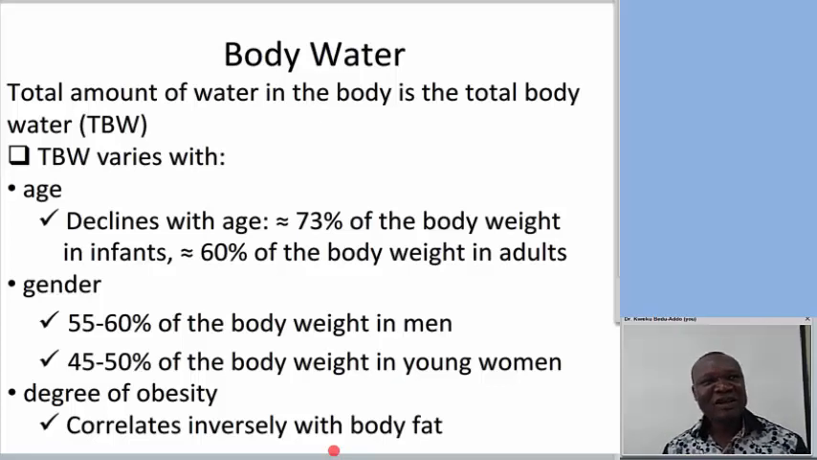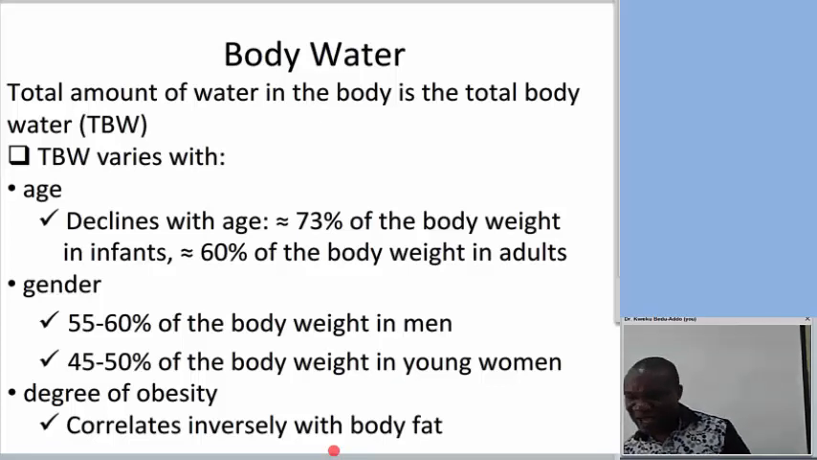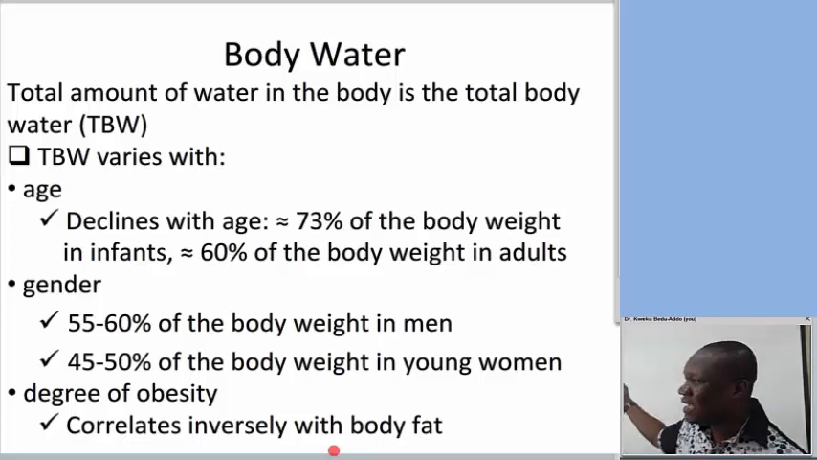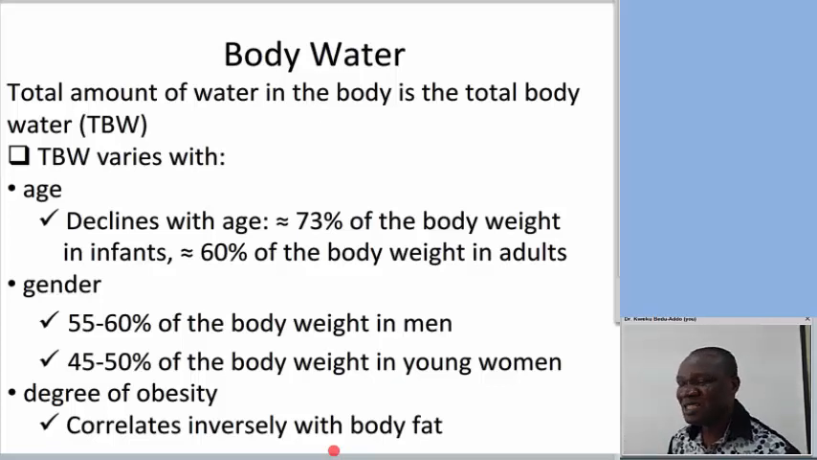Now, age. In infants, the total body water is about 73% of their body weight. Now, there is a gradual decline in the total body water, so that in adults, the total body water is about 60% of the body weight. So here you realize the total body water is higher in infants, and gradually it stabilizes to about 60% in adults.